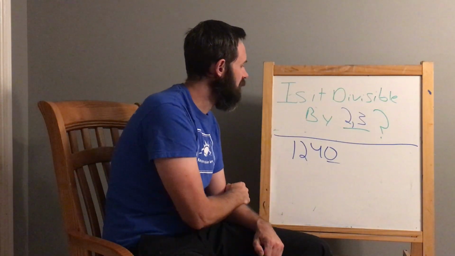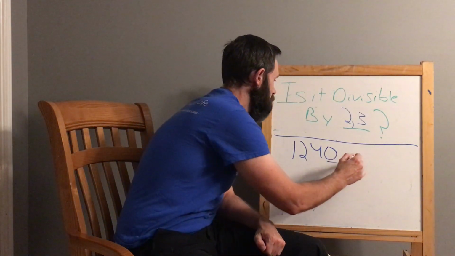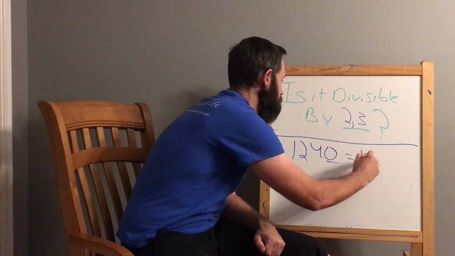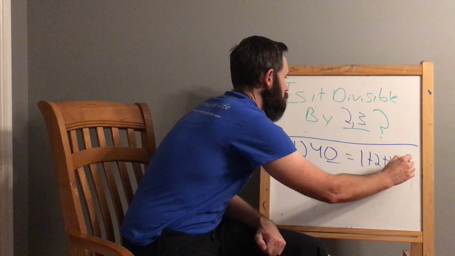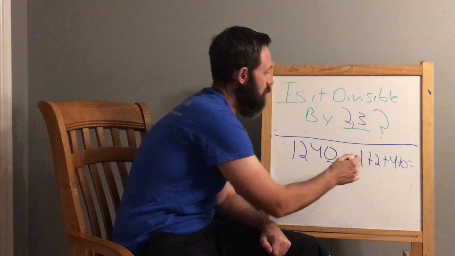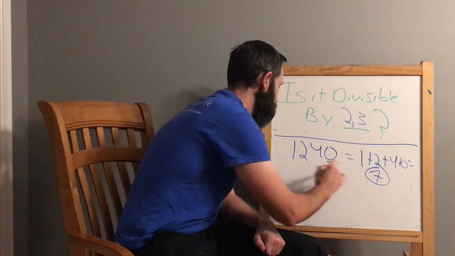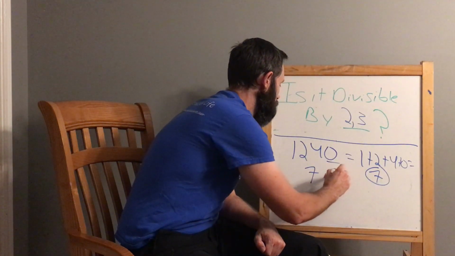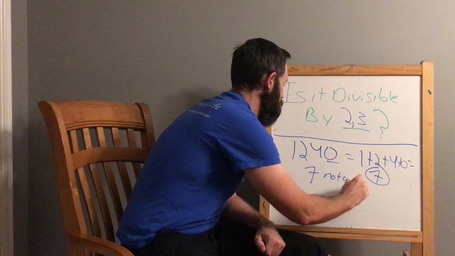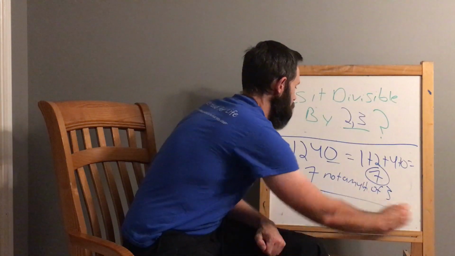But let's look at it and say, is it divisible by 3? Okay, so this is how you do this. I'm going to put an equal sign here: 1 plus 2 plus 4 plus 0. And that's going to give us what? 1, 2, 3, 3 and 4 is 7. 7 is not a multiple, I'll abbreviate here, of 3.